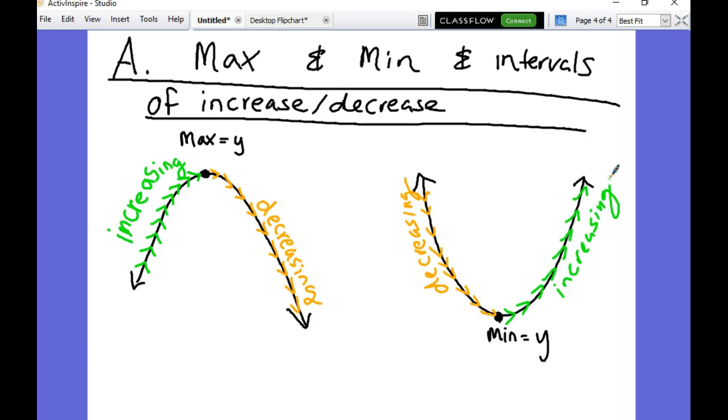So the first thing that we're going to do today is look at a function and identify what the minimum and maximum are. We're also going to talk about the intervals of increase and decrease. Now, as a little note down here, you might want to write this. Ready? Maxes and mins are y values. I already said that, right?